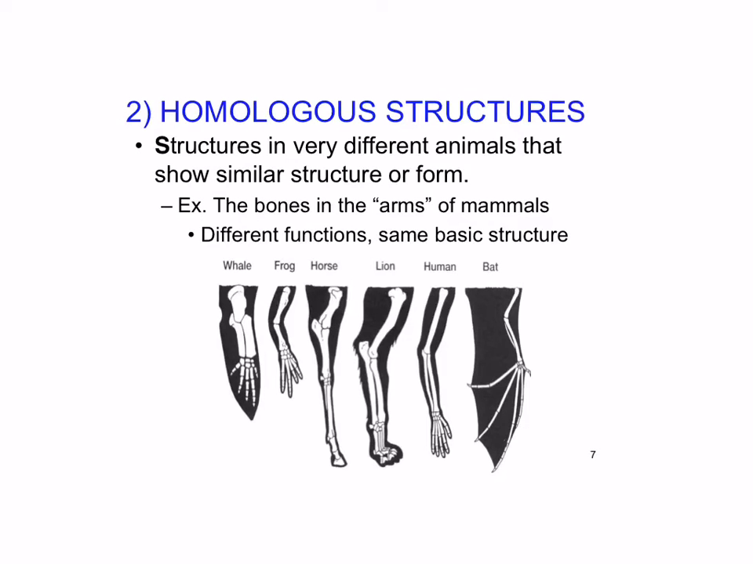The second kind of evidence we have besides fossils is something called homologous structures. These are structures in very different animals that show a similar form. And this shows that they're related to one another.